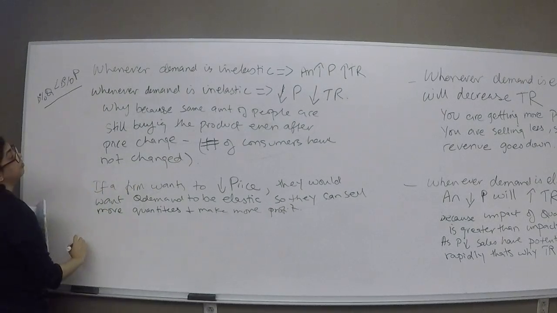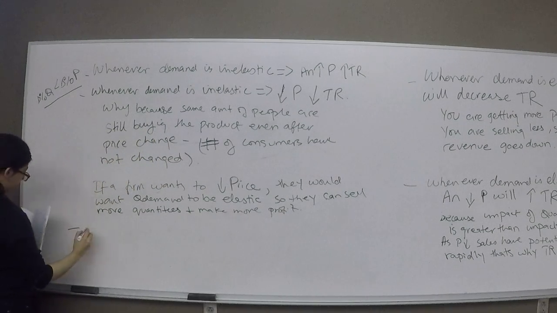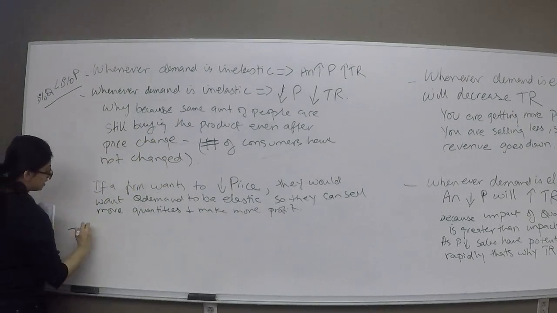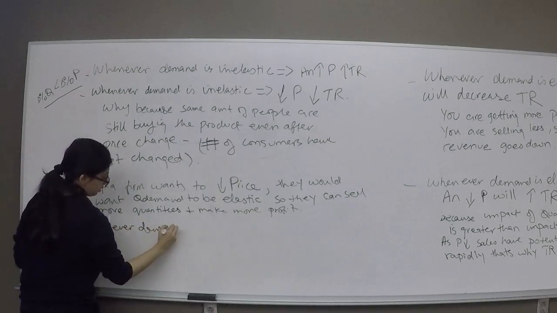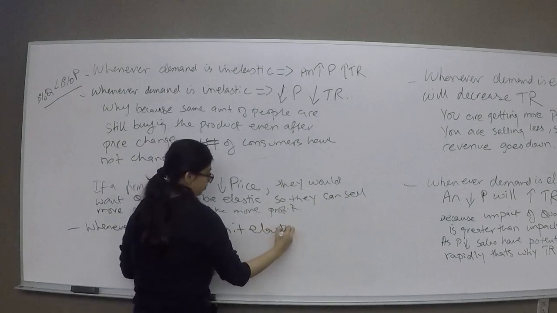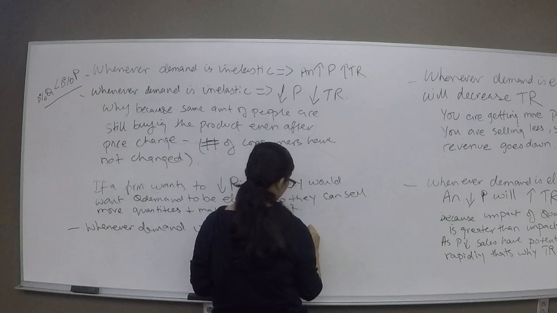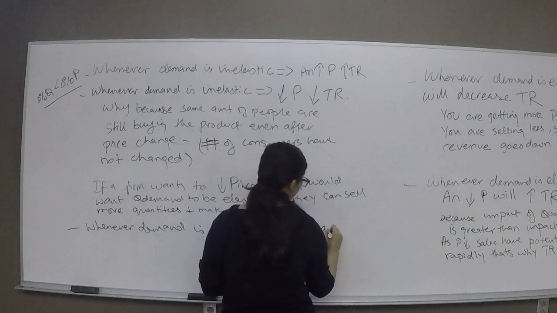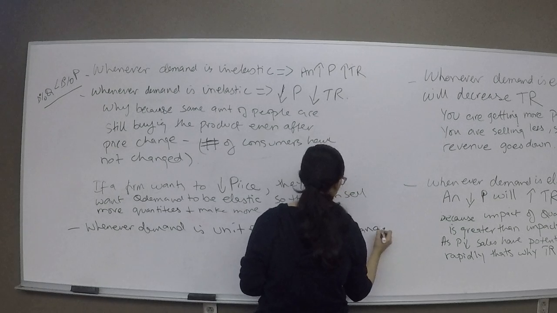Okay, so now the final rule. So these are the 4 rules. This is the 5th one. Whenever demand is unit elastic, any change in price does not impact total revenue.